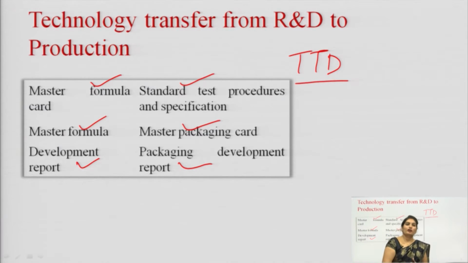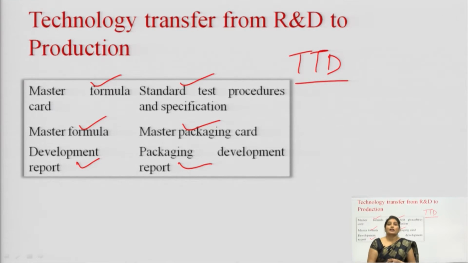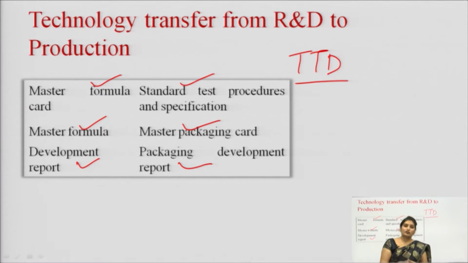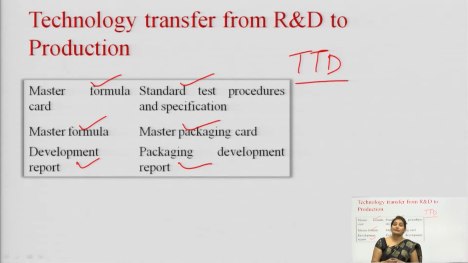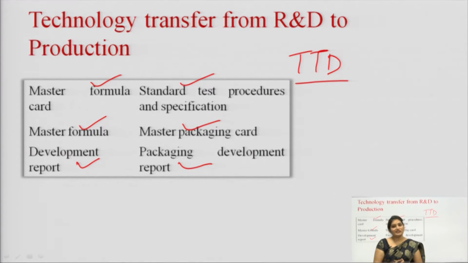Okay. The master formula card gives the information about the active ingredients, the dose and strength of the active ingredients, brand name, proprietary name, and various instructions. Next is master formula. The master formula gives the details about the manufacturing instructions and the formulation order. Third is development report. It is a document that gives all the details about the process of technology transfer, all the process of development of the drug.